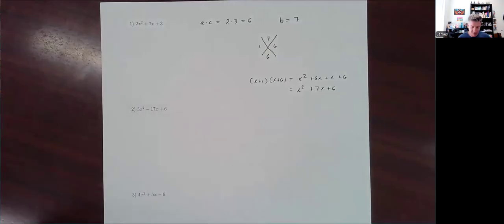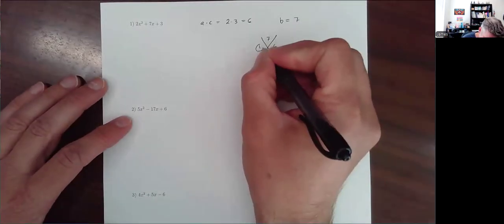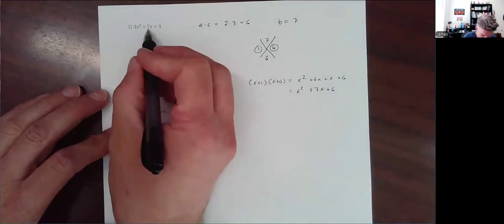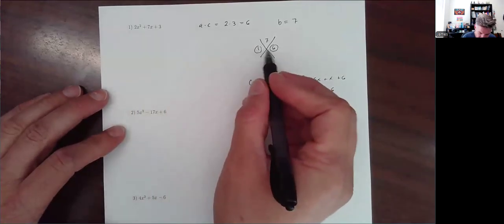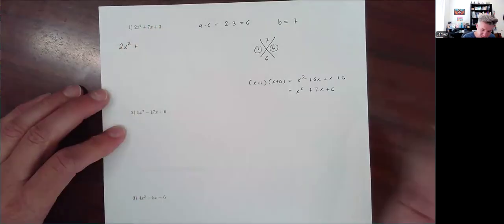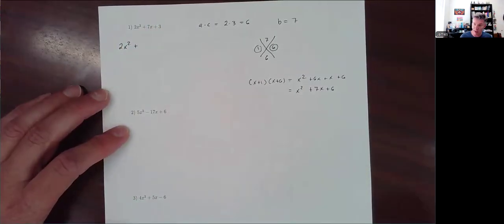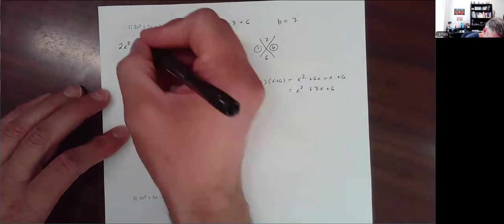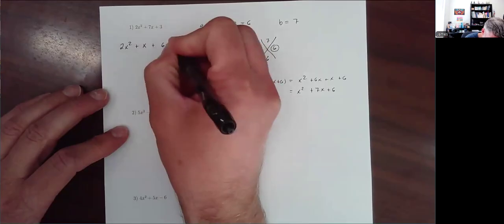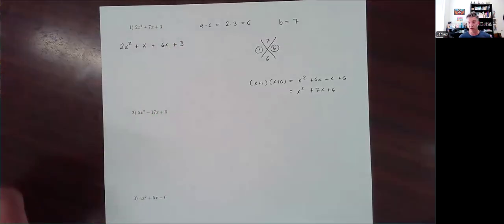So here's what we have to do. We're going to use these numbers to rewrite the middle term as the sum of these two numbers. So we're going to write this as 2x squared plus, it doesn't actually matter which one you write first, whether it's 1 times x or 6 times x. I'm going to do 1 times x plus 6 times x plus 3. Now, you also need to have already watched Grant's video because you have to have watched the part on factoring by grouping to do this next part.